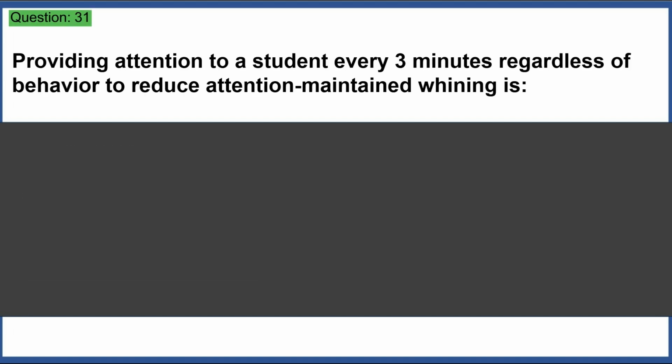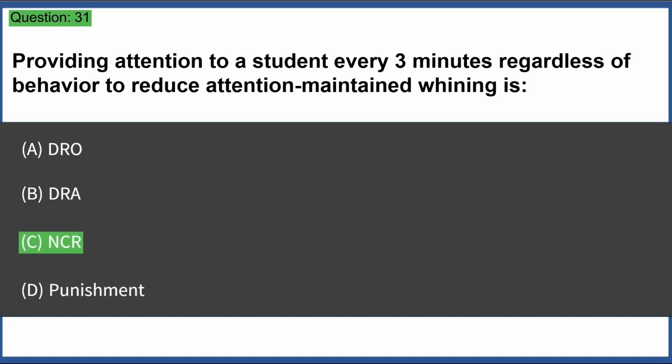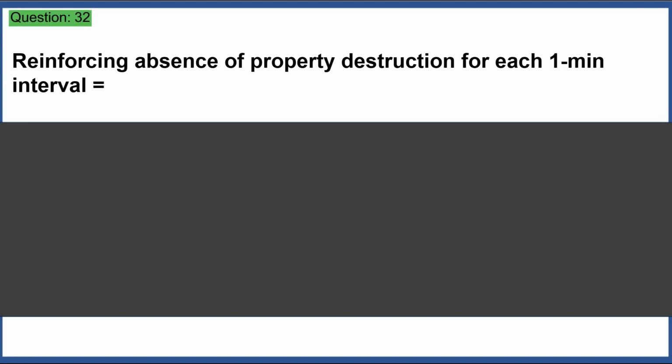Providing attention to a student every 3 minutes regardless of behavior to reduce attention-maintained whining is A. DRO. B. DRA. C. NCR. D. Punishment. Answer C. Non-contingent reinforcement.